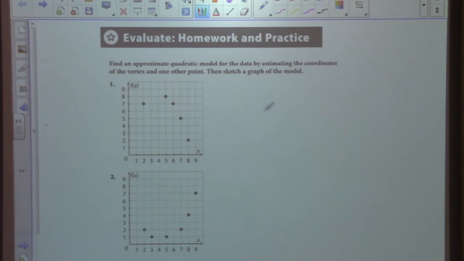Vertex. Vertex and one other point. That's important. What else? Quadratic model. That's important. Estimating. Yeah, the word I was looking for here was estimating.